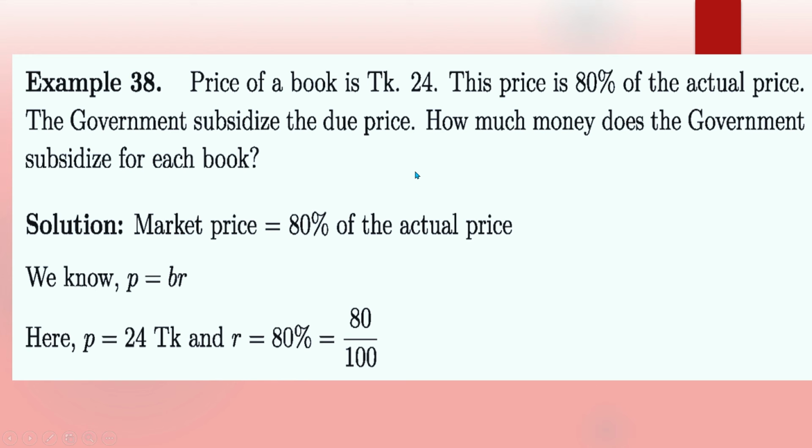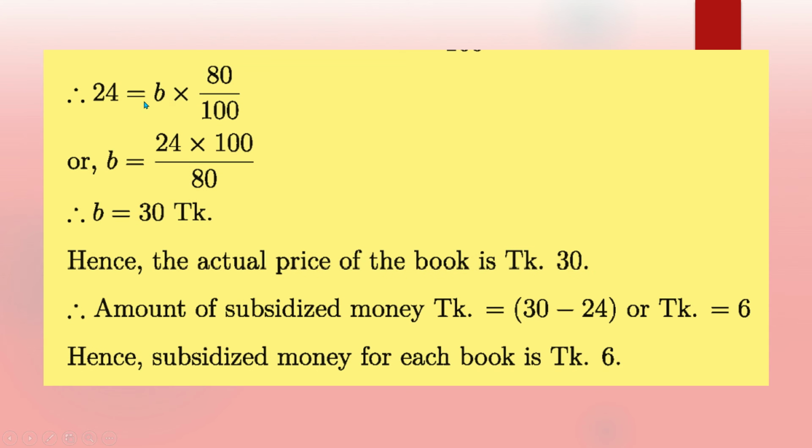Okay, here the market price equals 80% of the actual price. As the actual price is absent, we let the actual price equal B. This is the percentage, that means R, and market price P. But P is equal to 24, R is equal to 80%, meaning 80 by 100. So from here we can easily find the value of B. That means 24 equals B into 80 by 100. And finally we can write B is equal to 24 into 100 divided by 80. Therefore B is equal to taka 30.